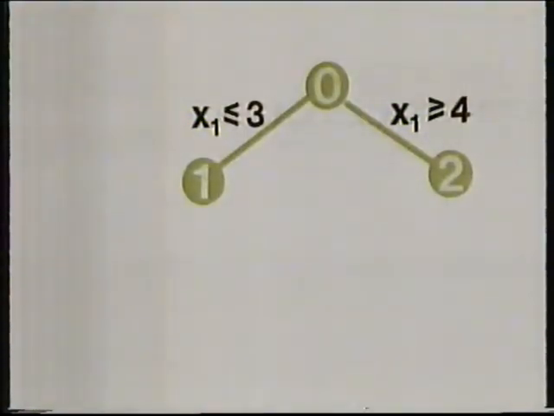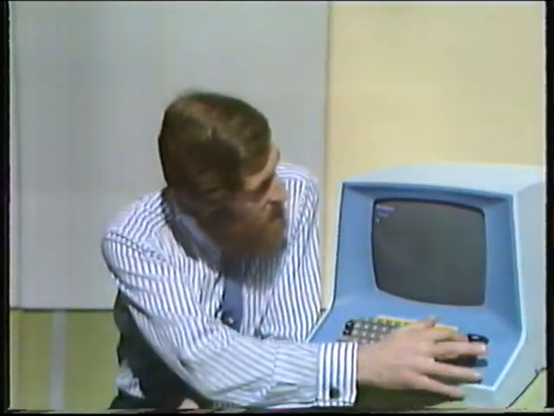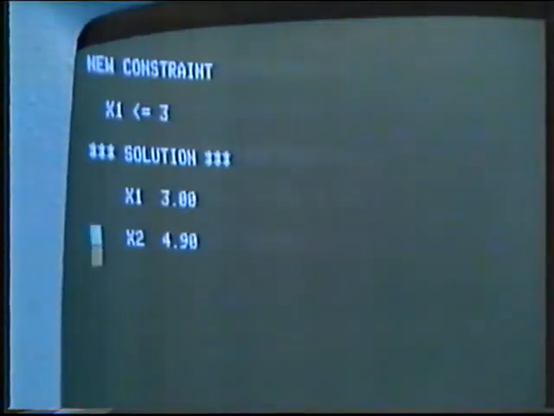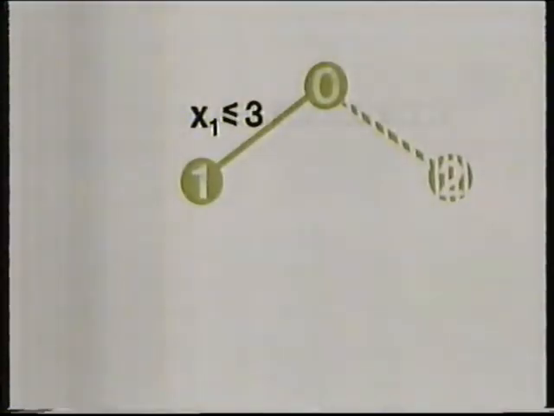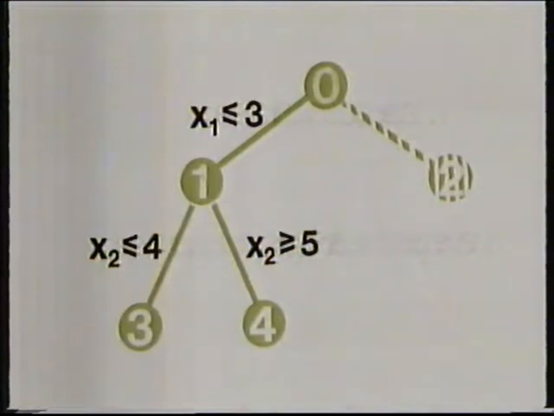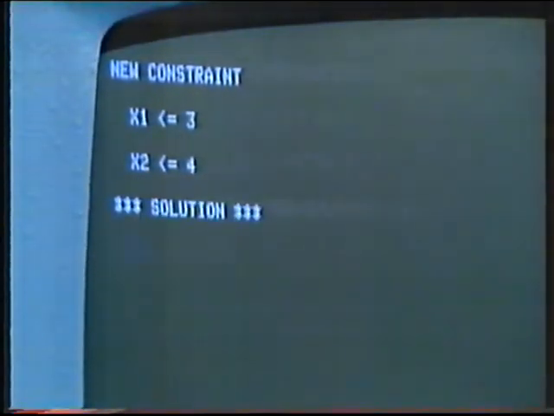We now store one of these problems and we solve the other. Here's the new constraint and here's the solution. It's the one you saw before. x1 is integer, but x2 isn't. So what do we do? We branch on x2, create two new problems. We store one of them, and we solve the other. Here are the constraints, and here's the solution.